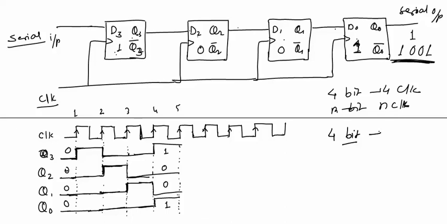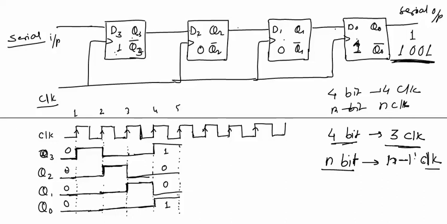4-bit data can be taken at output by applying only 3 clock pulses, because 1 bit output Q0 is readily available at the output. We need not apply any clock pulse. If we want the other 3 bits at the output, we need to apply 3 clock pulses. So 3 clock pulses will be sufficient to obtain 4-bit data at the output. Now if you want to obtain n-bit data serially at the output, we need to apply n-1 clock pulses. So after n-1 clock pulses, the serial output will be obtained.